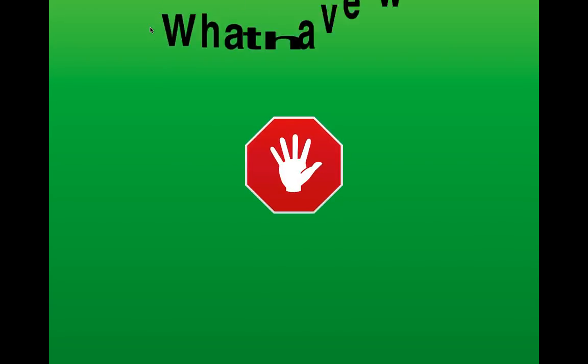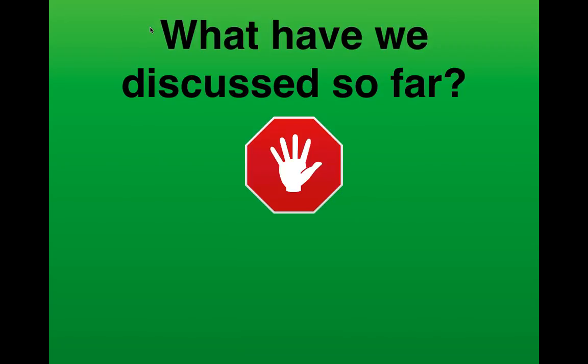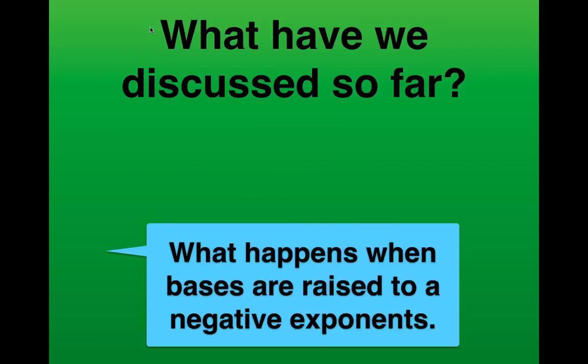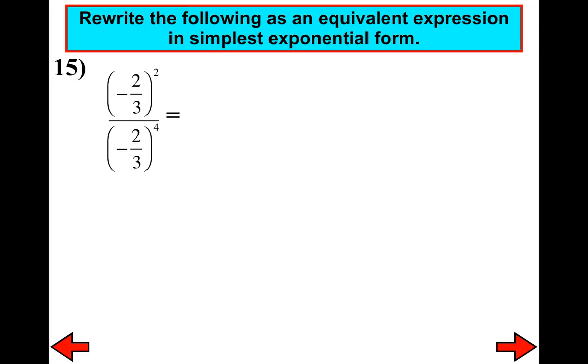Okay, so let's take a second and pause and discuss what we've talked about so far. This entire lesson, we've talked about what happens when a base is raised to a negative exponent. Basically we understand that if a base is raised to a negative exponent, instead of doing repeated multiplication like normal with positive exponent, we actually do repeated division. Now this has a lot of connections with a previous lesson that we had a couple days ago. So let's draw that back in one more time.